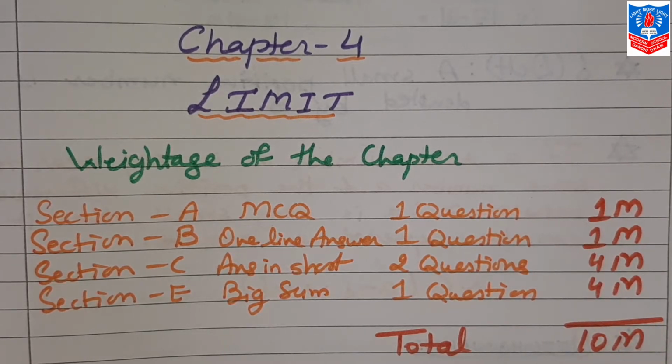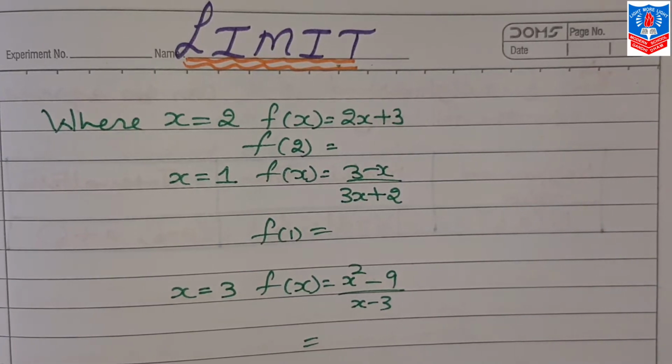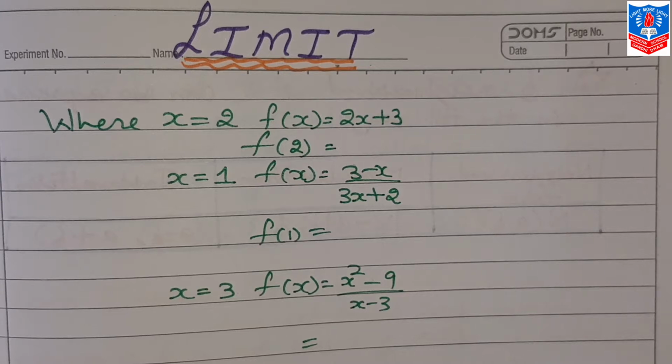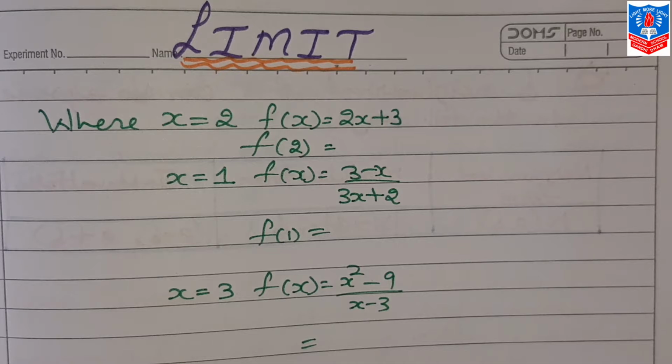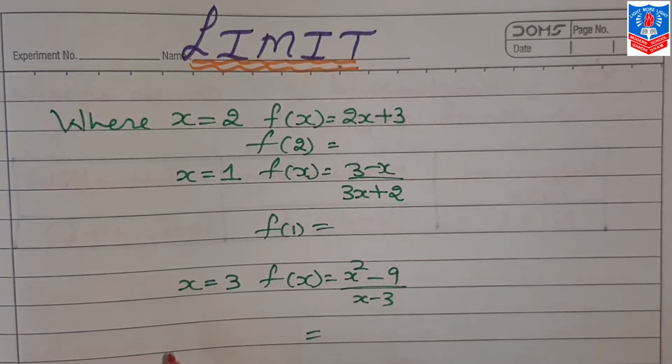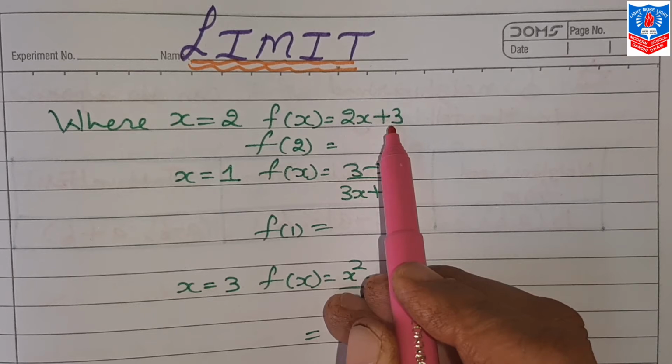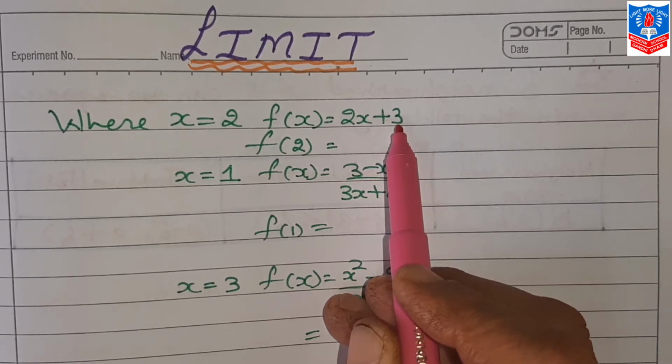Now before we start sums of this chapter limit, let us first discuss theory part of this chapter. We have studied about function in 11th standard, and this year we shall study the concept of limit of a function. After understanding the meaning of limit of a function, the concept of differentiation will be developed in the next chapter. Now here f(x) is equal to 2x plus 3, that is a function of x.